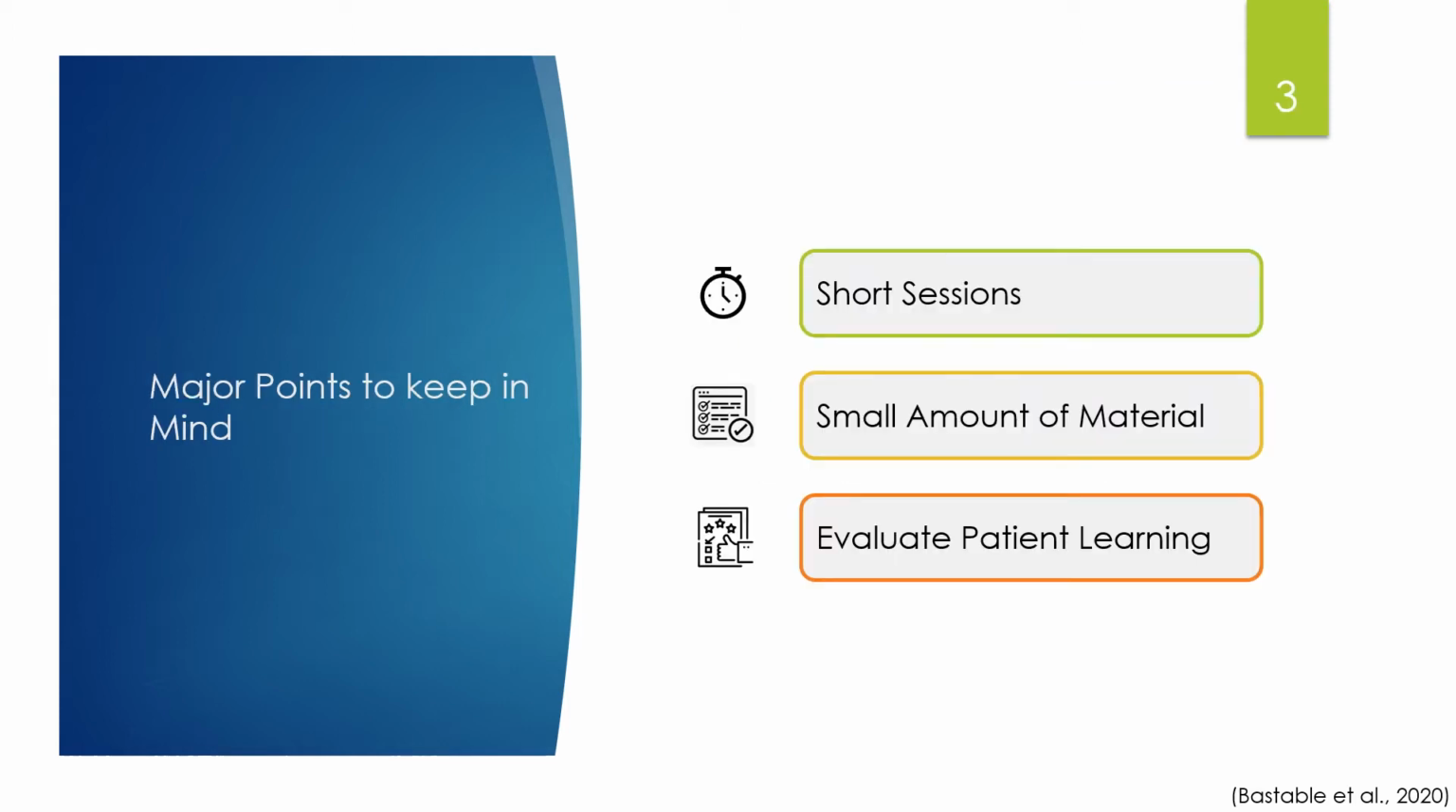Now, there are some major points to keep in mind when utilizing the one-to-one instruction method. The first one is that you want to keep the session short. Sessions should only be between 15 to 20 minutes long. The second is you want to make sure you only provide small, bite-sized amounts of material. Focus should be on the quality of new education or information presented rather than the quantity.